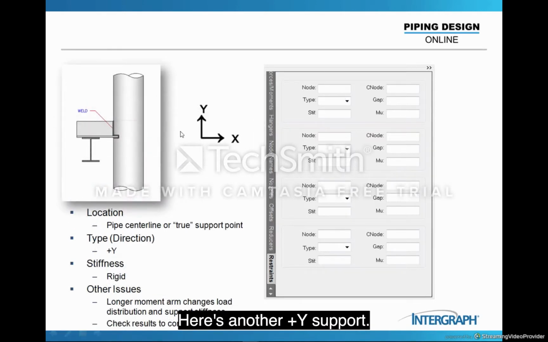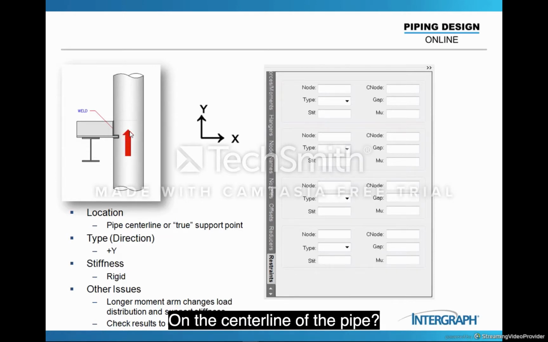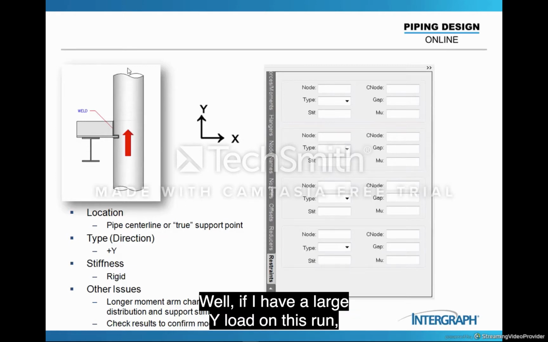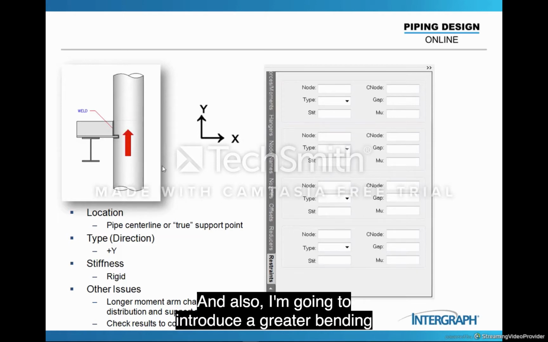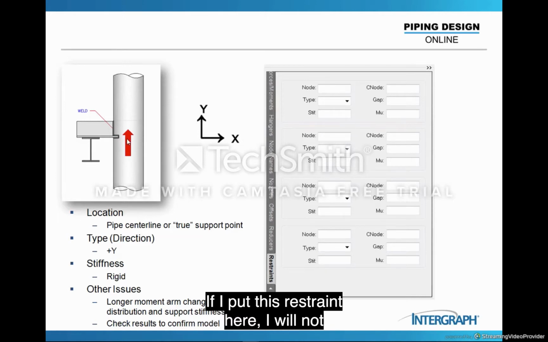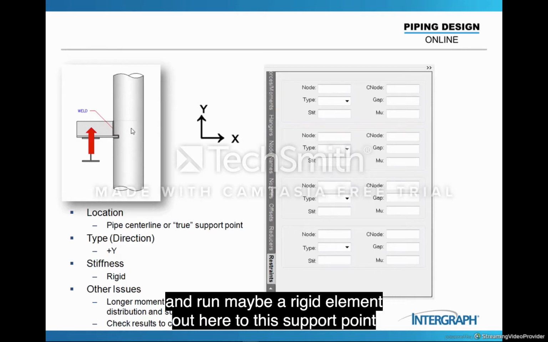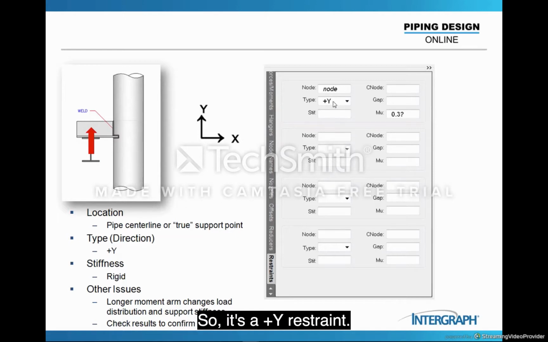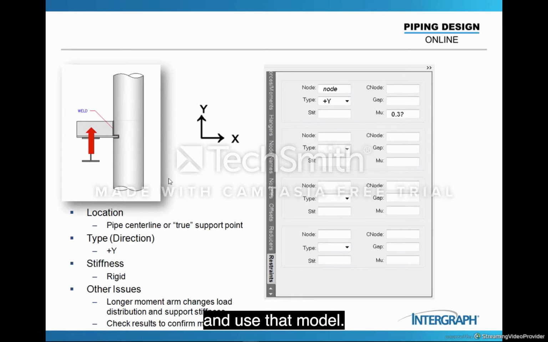Here's another plus Y support. Clearly, the question is, where do you put the node for the support? On the center line of the pipe? Well, if I have a large Y load on this run, I might get a larger bending moment on the pipe, and also I'm going to introduce a greater bending moment down below. If I put this restraint here, I will not see this bending moment. So I would probably want to move it over here to this point and run maybe a rigid element out here to this support point and put the support there. So it's a plus Y restraint, maybe put the coefficient of friction in there and use that model.